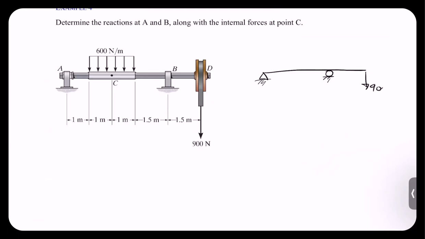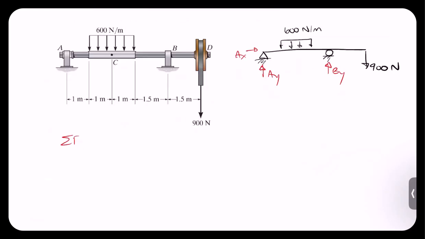Got a 900 Newton force at the end on this device, and I have the distributed load acting over that 2 meter span right there. I've got AY, BY, AX. Simplest one is sum our forces in X, and we find AX is 0. If I sum my forces in Y, I'm going to have two unknowns, so I'm going to sum my moment about one of them. I'm just going to choose A.